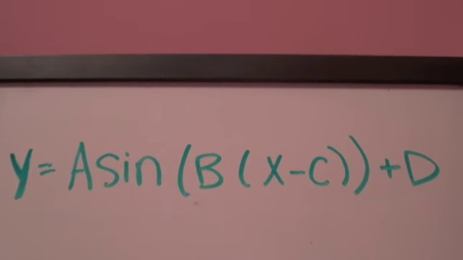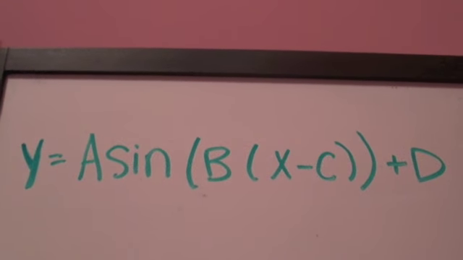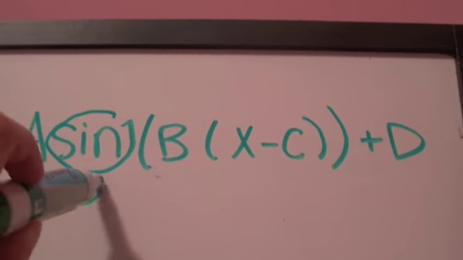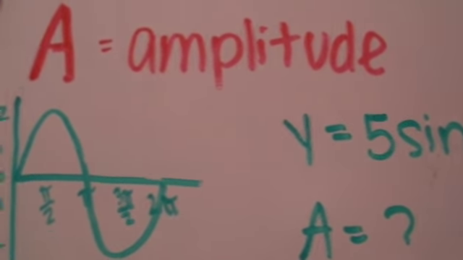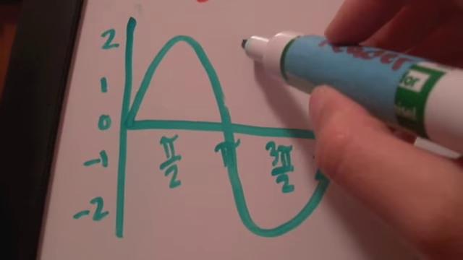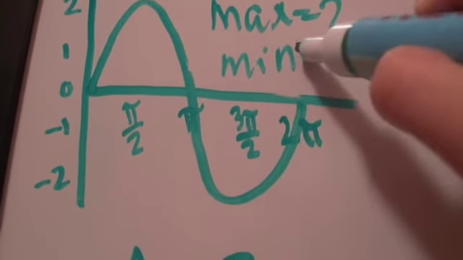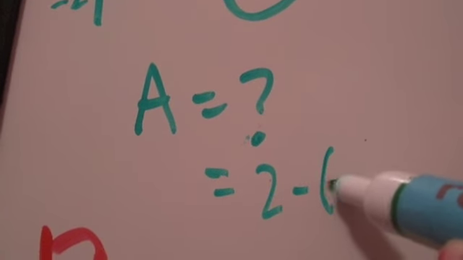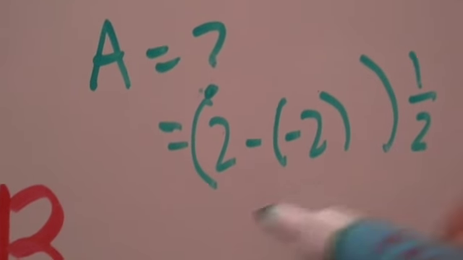This is the equation for the graph of a sine function: y equals a sine b times x minus c, plus d. You might also find sine replaced with cosine or tangent because the same rules apply. The a in this equation stands for amplitude, and the amplitude is half the difference between the max and the minimum value. On this graph, the max is 2 and the minimum is negative 2. So therefore, the amplitude is equal to 2 minus negative 2 times 1/2, which equals 2.